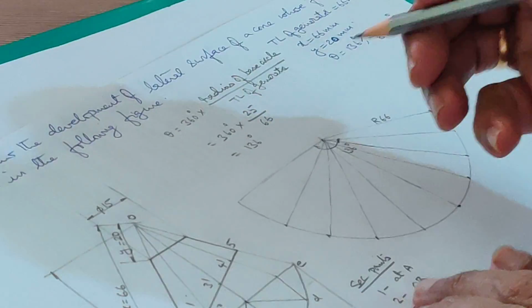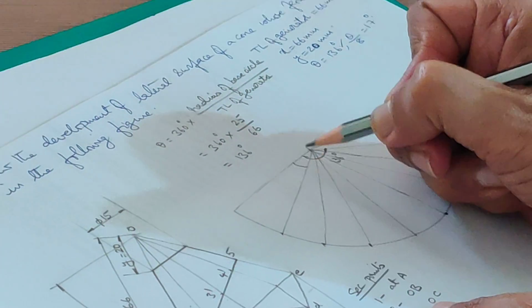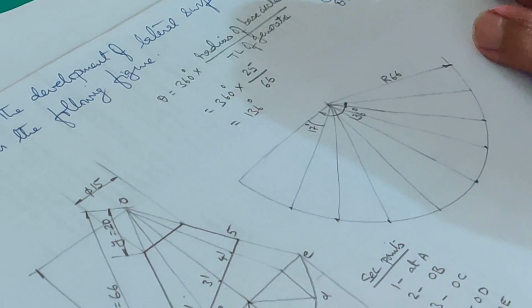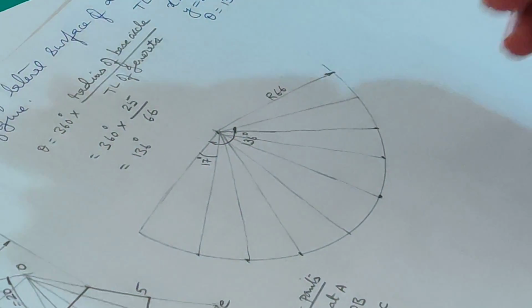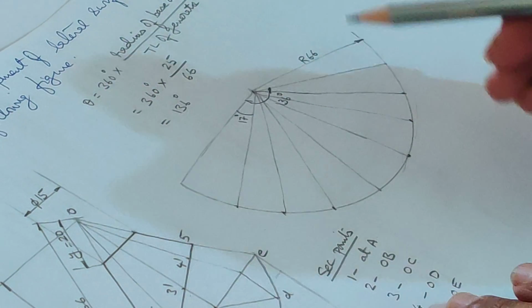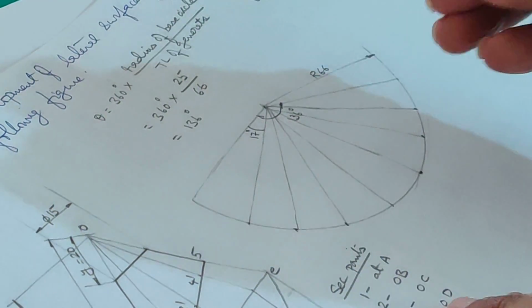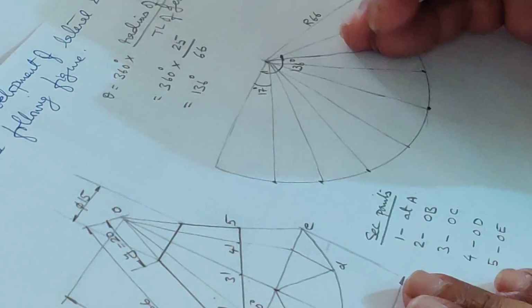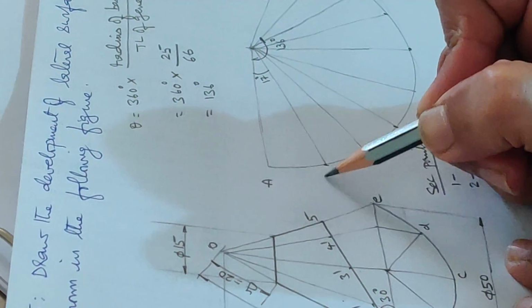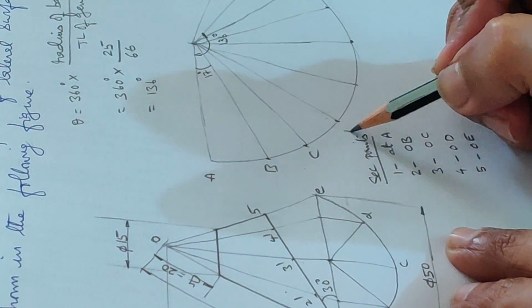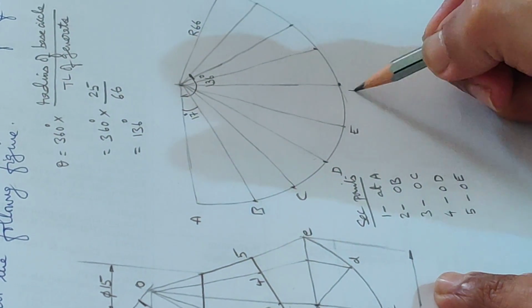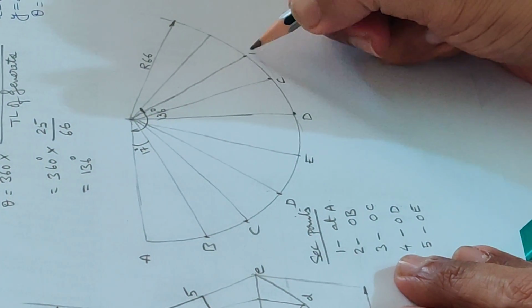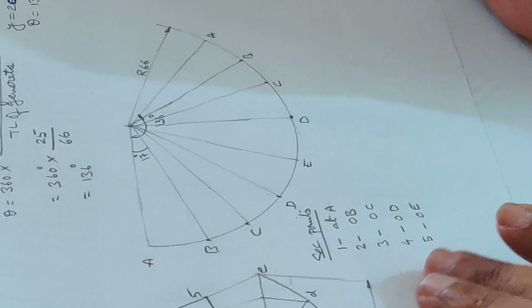So each of these angles will be 17 degrees. This angle if you measure will be 17, theta by 8. So normally what we advise the students to do is, first you draw this arc. You are finding theta by 8 as 17. So this you can mark 17 degrees and get this line. Let us say this is A, this is B, C, D, E, then repeat D, C, B and A.